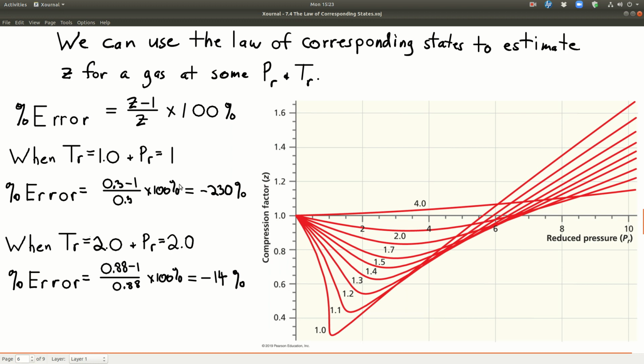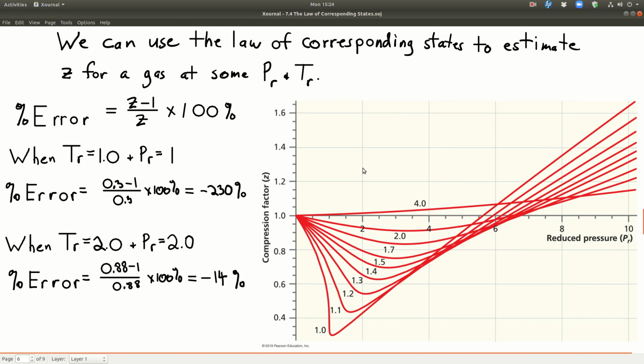So one thing we can do with the law of corresponding states is to estimate Z, the compression factor for a gas at some reduced pressure and temperature. Each line here represents a different reduced temperature. It's graphing compression factor versus reduced pressure for that temperature. And this is from the van der Waals equation.